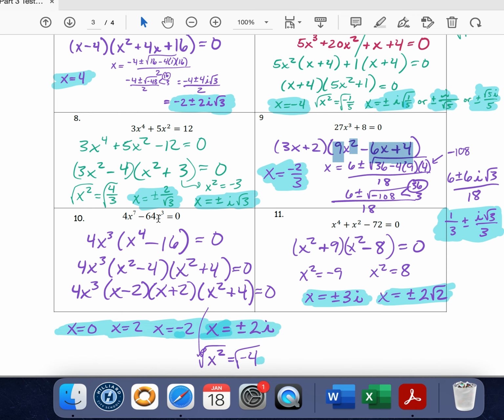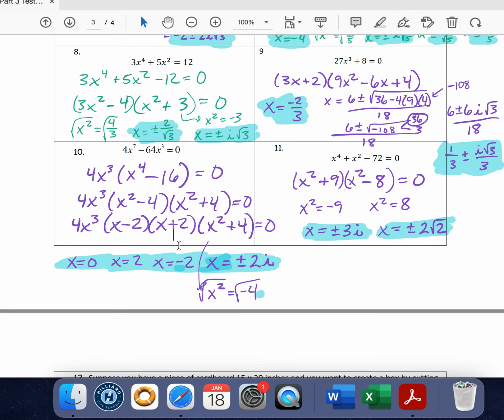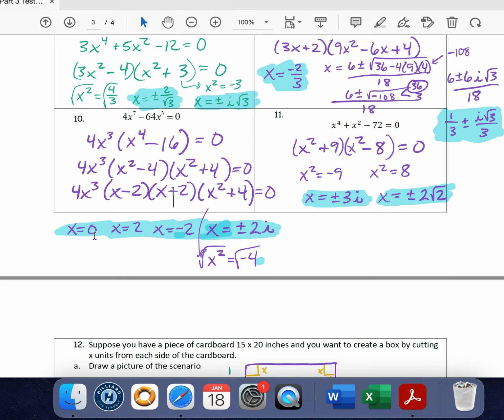This is factor out the greatest common factor first, so take out 4x cubed, and what you're left with is the difference of squares. You're like, oh my gosh, look at that. When I factor the difference of squares, I get another difference of squares, x squared minus 4. So you got to keep going. You get all these factors, and then you get the solutions based on them.